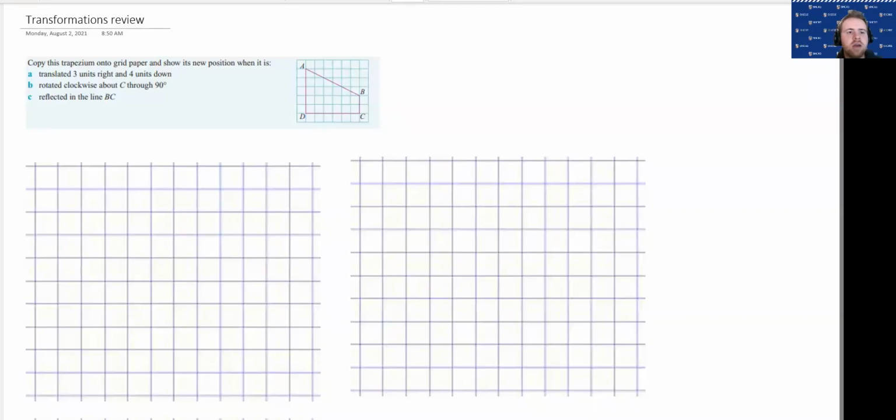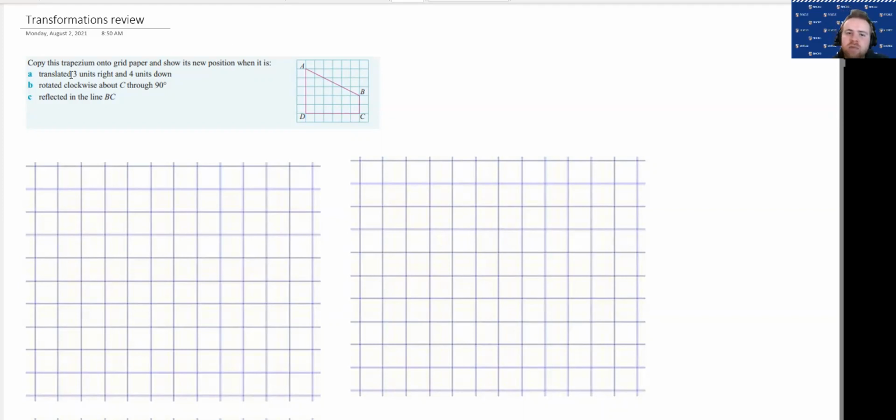Today we are doing a transformations review lesson. What we're going to be doing is we're copying this trapezium onto grid paper to show its new position. We're going to be doing some translations, some rotations and reflections. So we need to remember there's three kinds of transformations.